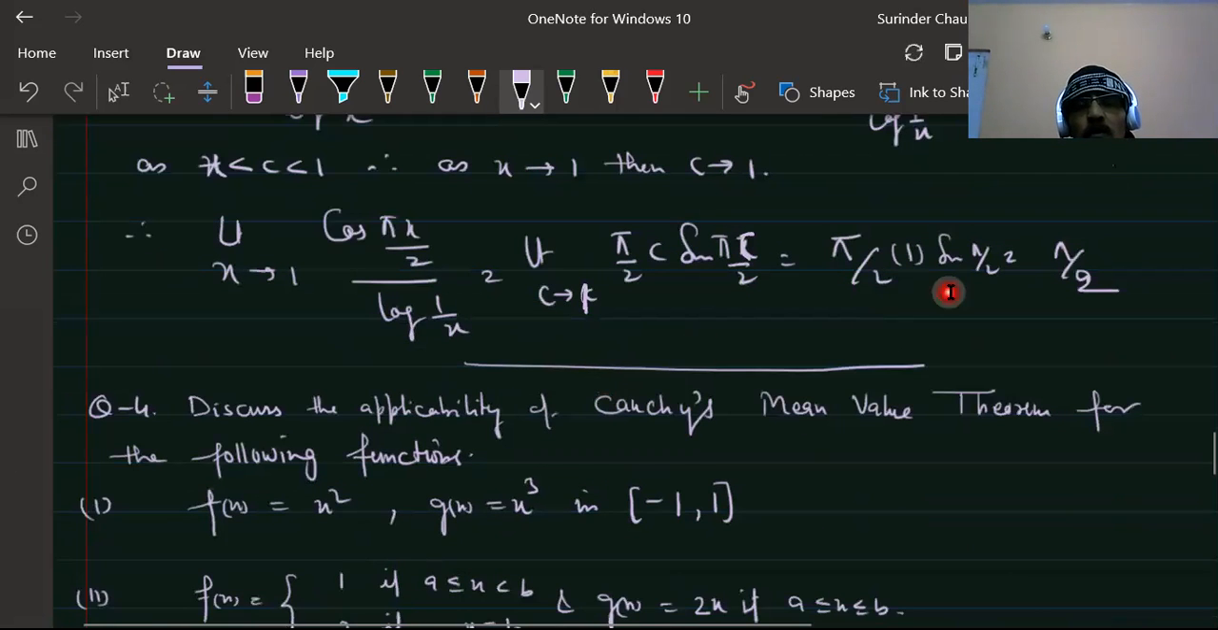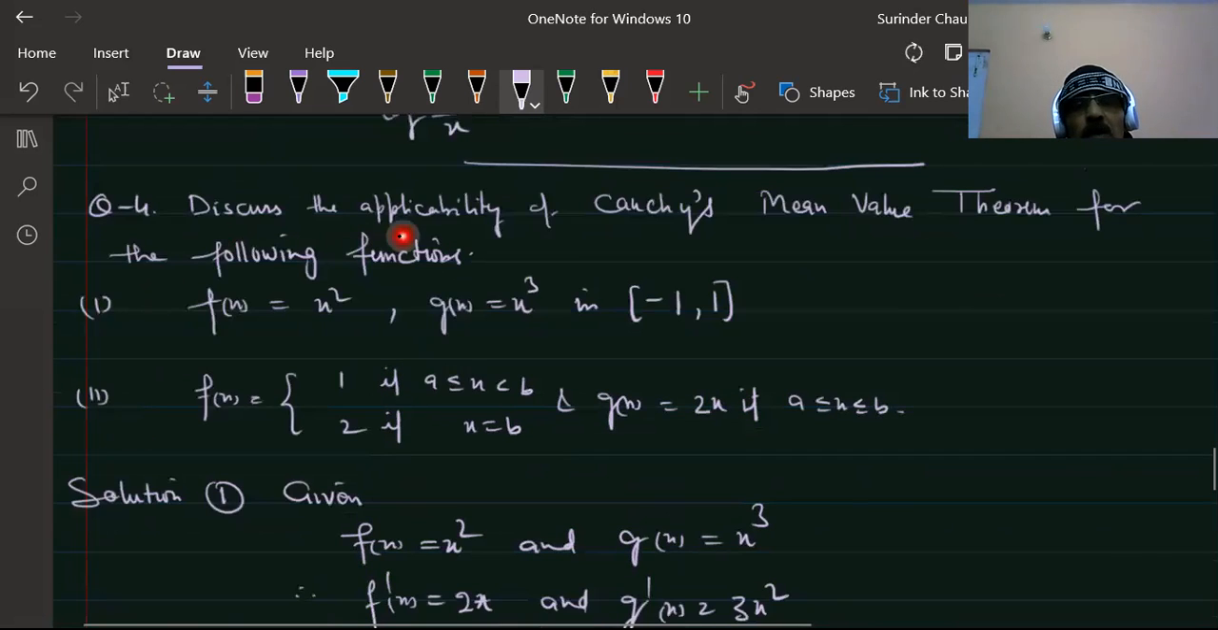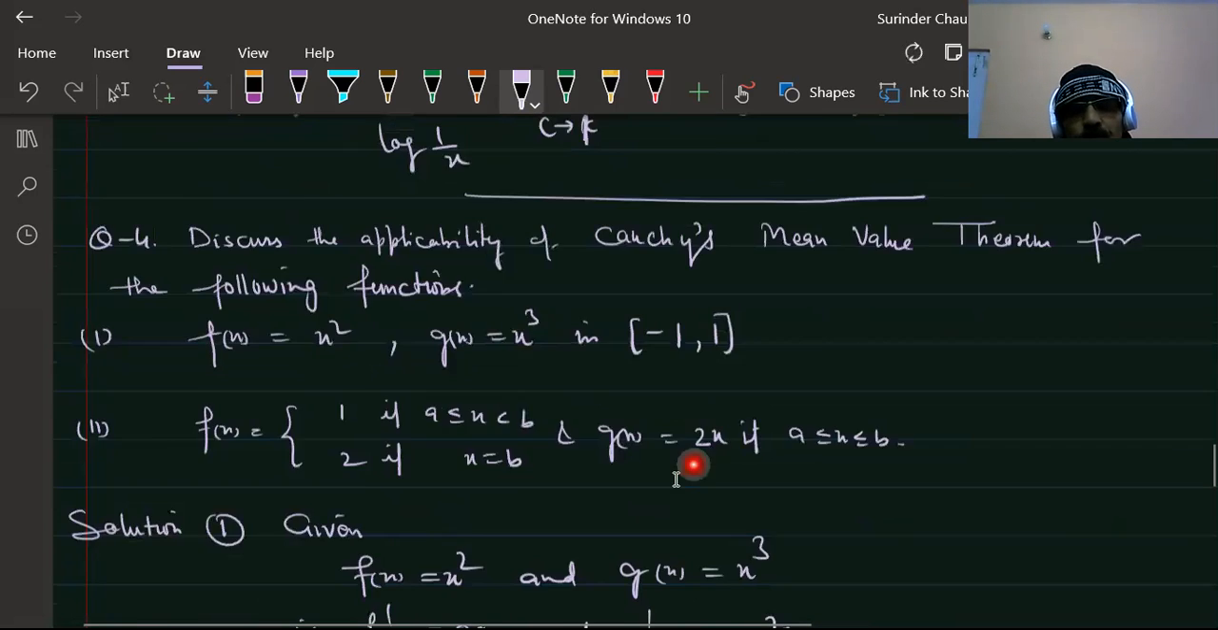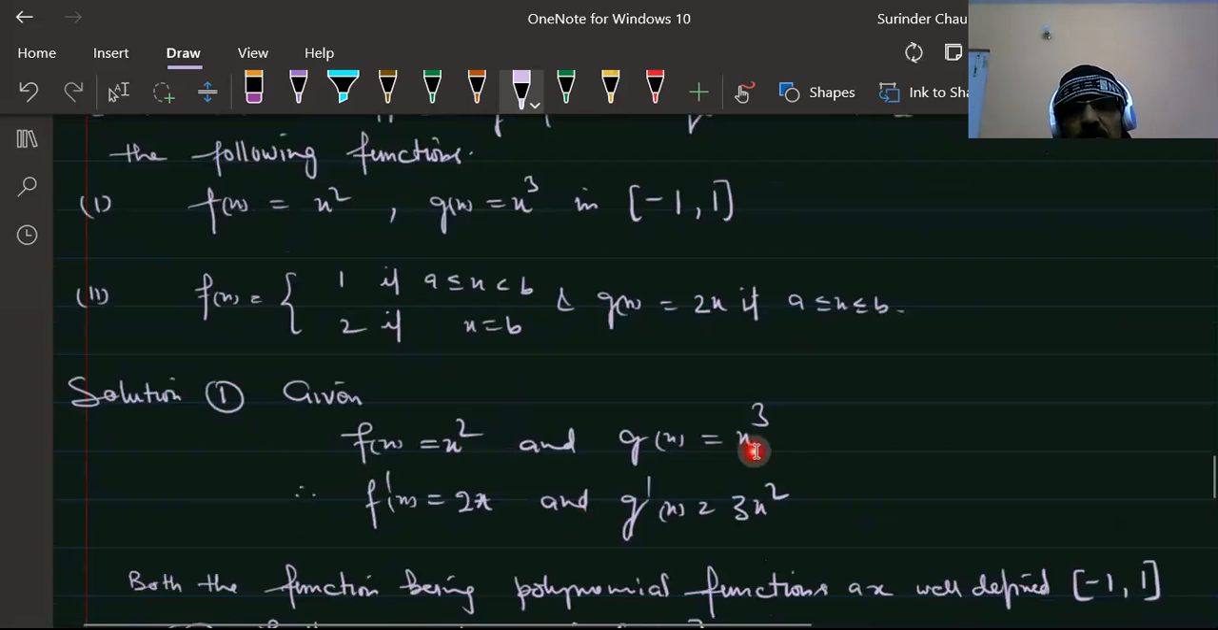Now discuss the applicability of the Cauchy mean value theorem for the following functions: f(x) is equal to x square and g(x) is equal to x cube in the interval minus 1 to 1. And another function: f is 1 if a is less than or equal to x less than b, and 2 at b, g(x) is equal to 2x if a is less than x and b. Now again f(x) in the interval minus 1 to 1.